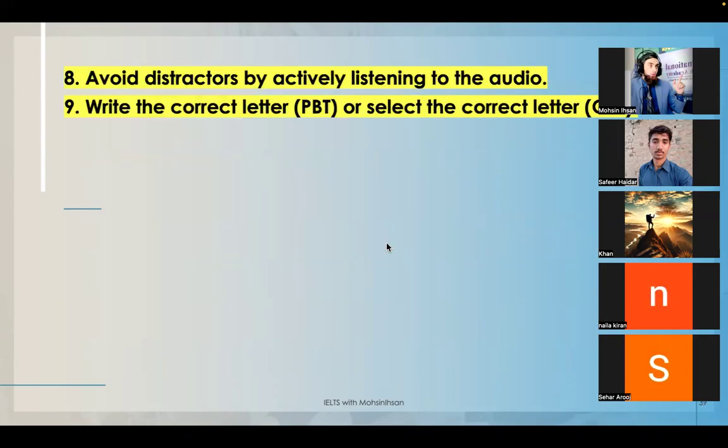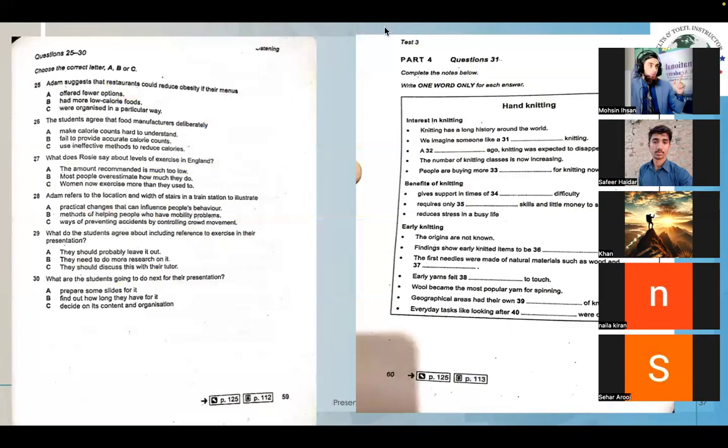What does it mean? When you are given this question, try to skim read. Skim read means within 3 to 5 seconds you read it and you get it. For instance, food manufacturers deliberately, hard to understand, fail to provide, ineffective methods, right? Now this is your skim reading, and when the audio is shared, approximately 15 to 17 seconds you will listen to the first option, right? Then approximately 15 seconds the second option, then 15 seconds the third option, right? Then the next question. So each has to be divided into approximately 15 seconds.